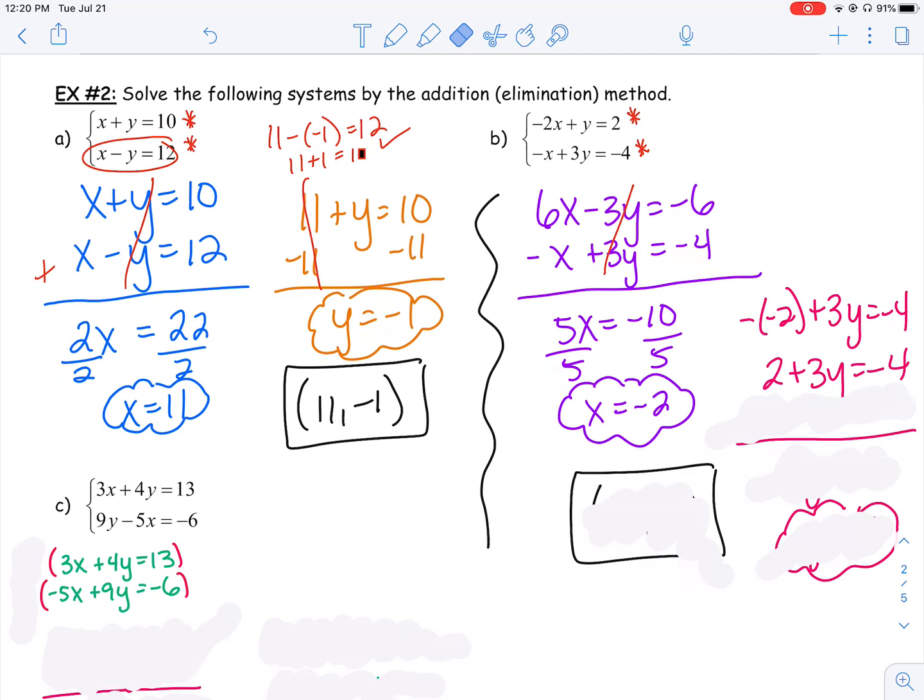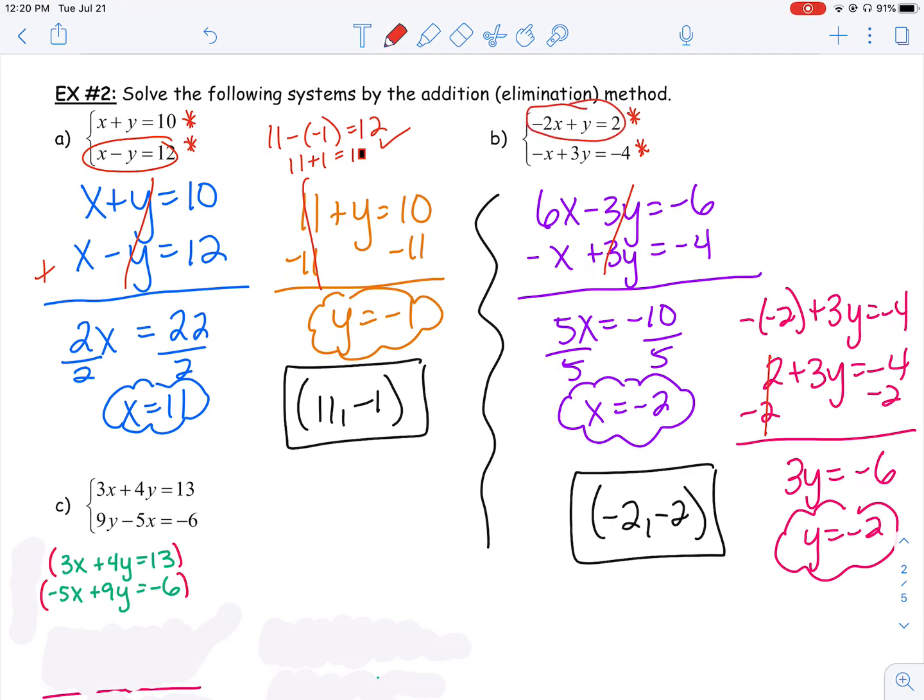Now, those two negatives make me a +2 plus 3y equals -4. Now I can solve for y. I can subtract 2 from both sides. I can divide by 3, and I end up getting y equals -2. So I have the solution to the system as -2, -2. You could always double check by plugging in a -2 for x and a -2 for y in the first equation and making sure that it still works.